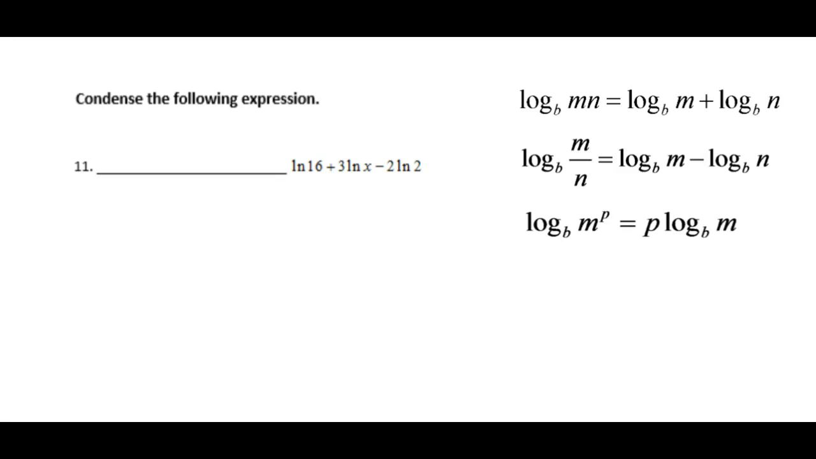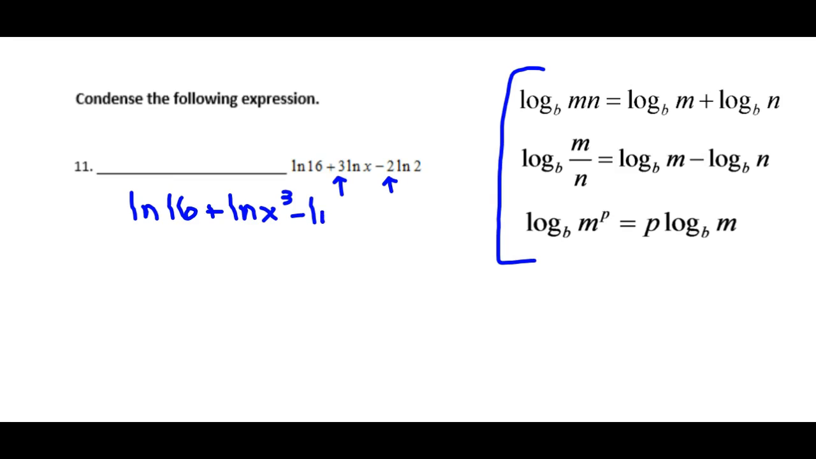Condense these. This is a skill we need when we're solving, so condense. Remember the 3 rules over here on the right. We're going to be using these. The first thing I see is that I have these exponents here that I'm going to bring up, so I actually have the natural log of 16 plus the natural log of x to the third minus the natural log of 2 squared. First thing I'm going to do there. The next thing is I'm going to condense these two. Since they are adding, that means I can condense them into 1 to be the natural log of 16 multiplied by x cubed minus the natural log of 4, because 2 to the second is 4.